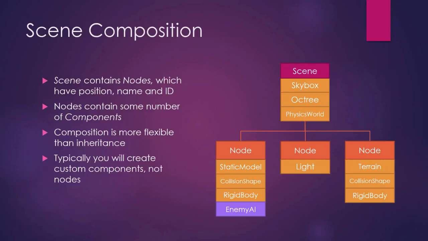You might also, for example, attach an audio sound node component to your enemy node so it can make sounds when it shoots you, and they come from the right place in the 3D world, because that sound will essentially be where the enemy is.